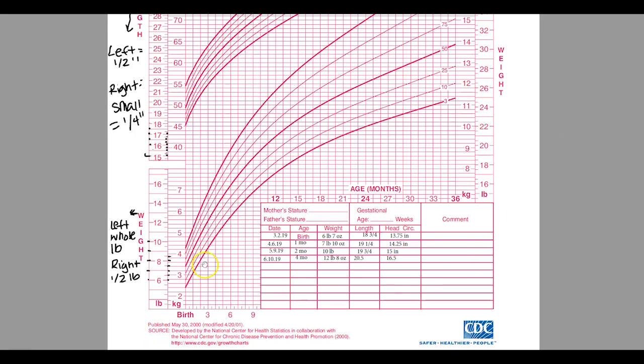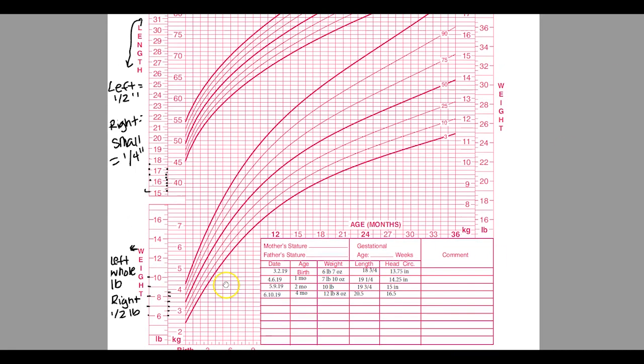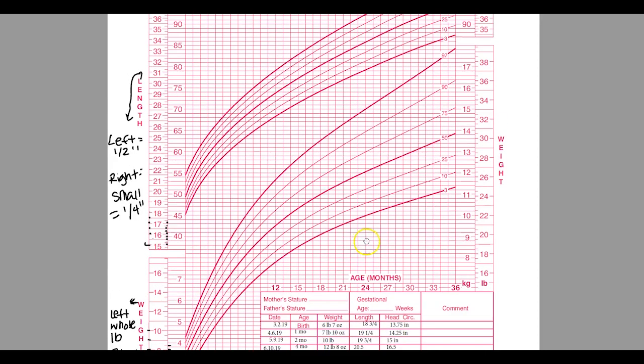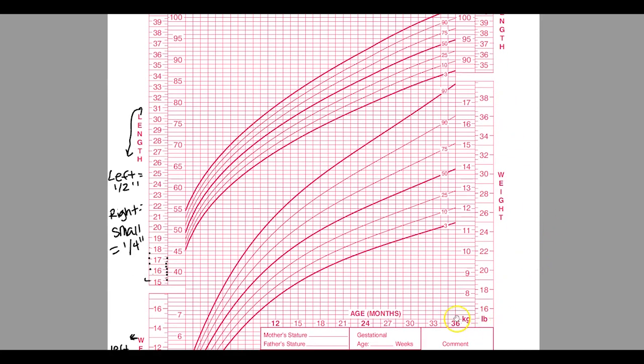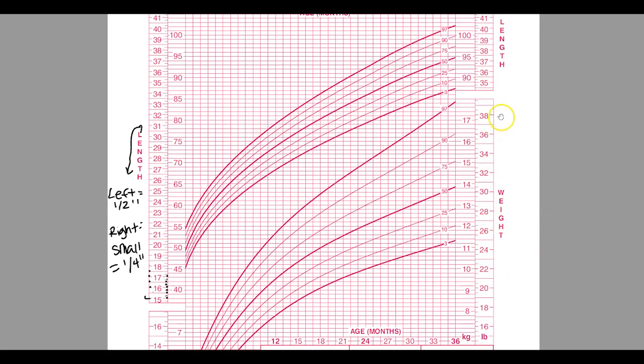Now, if you get to a baby, most babies, by the time they hit a year old, are over 16 and a half, 17 pounds. And so when they get above 16 and a half or 17 pounds, they're going to go over to this side of the weight column on the right-hand side of the page. We start at the bottom over here, and then we work our way up to about 39 and a half pounds. Just like we did over here, we do the same thing over here, but we come over to this side when they max out on this side.